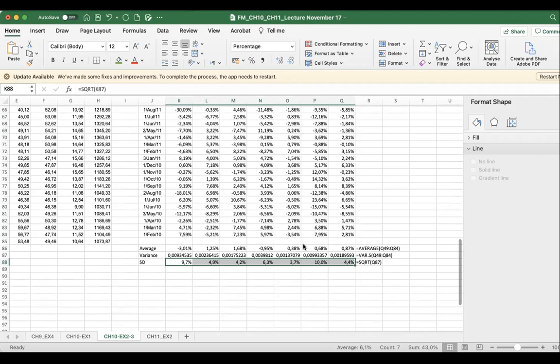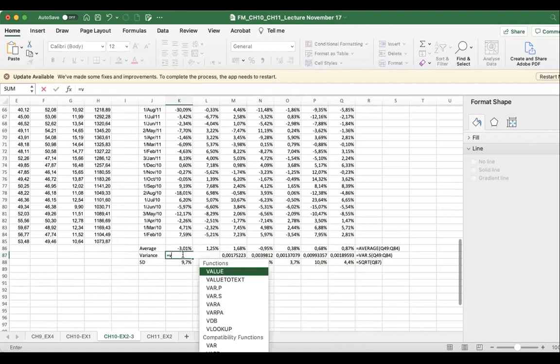Then the final step. Variance. So no need to; you can directly use the built-in Excel function. So equal var. When you type var, you have two options: var.p, var.s. P is when we have the whole population, which is not the case here. We have just a sample, so we use the var.s.